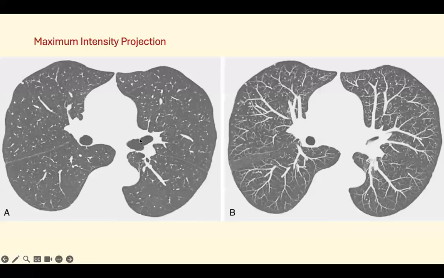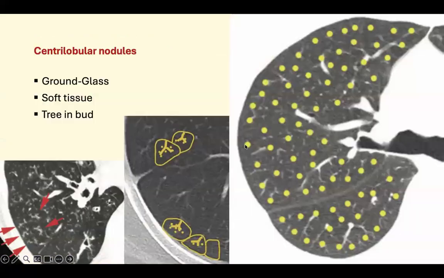This is another example of nodules suspected here. Using the maximum intensity projection makes them appear clearly. And of course, now you know that the pattern here is miliary, not perilymphatic, not centrilobular. Centrilobular nodules are the topic next time, and today we just talk about the introduction.